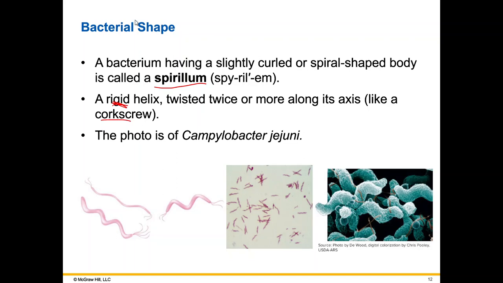So these photos here are of a bacteria called Campylobacter jejuni, and as you can see, they have this corkscrew shape. And this image shows you what it would look like under a microscope in a laboratory that would use a light microscope.